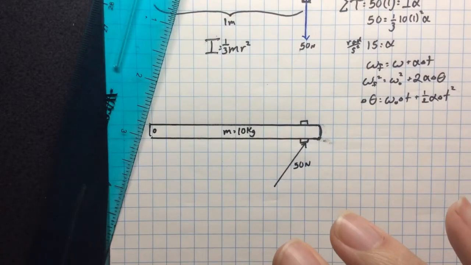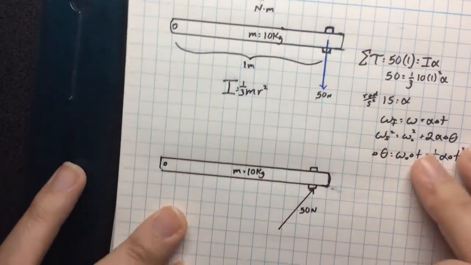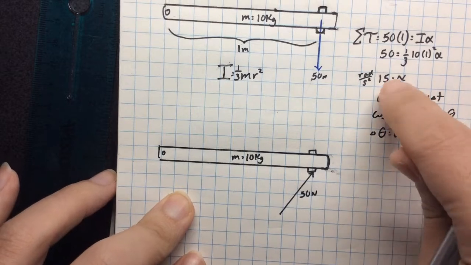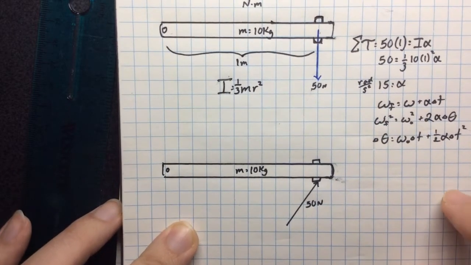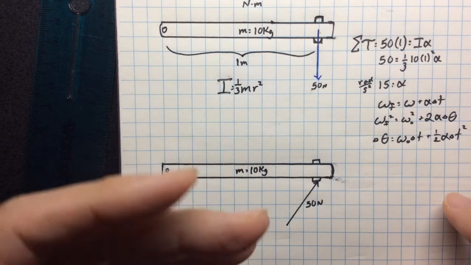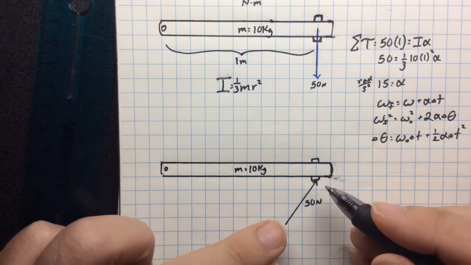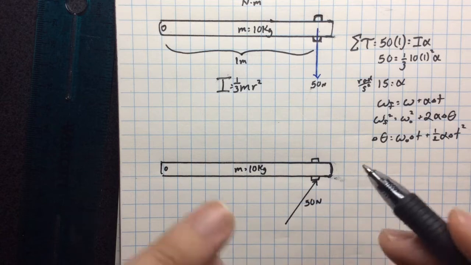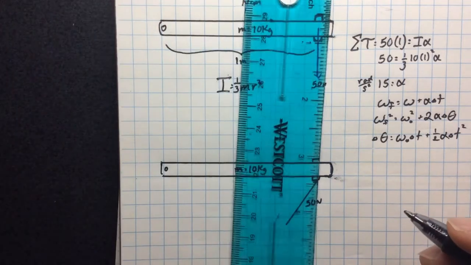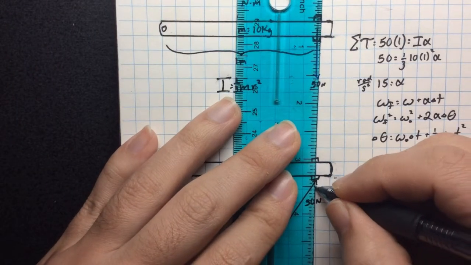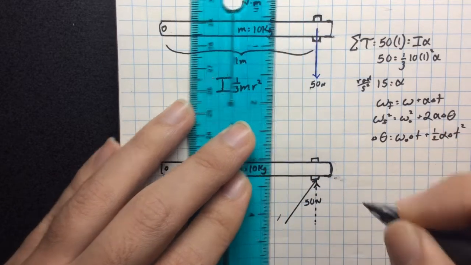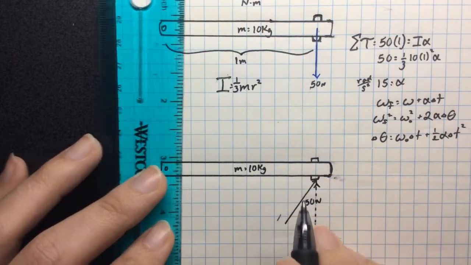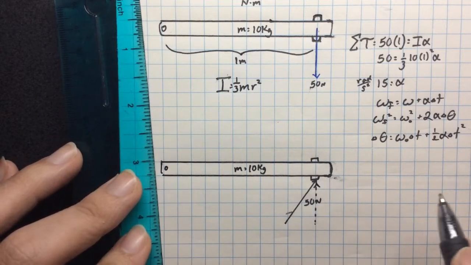Would that open the door the other way? Would it be as fast as what we found out here, the 15 radians per second squared? And you're probably going to guess, nah, probably not, because you're not using all the force to do the rotation, you're using a part of it. And so what you would have to do is find out what the component was that was actually going to be perpendicular to the distance to provide the torque.